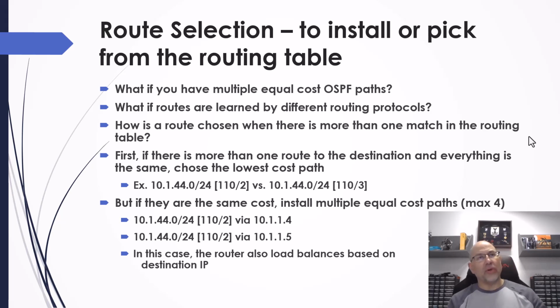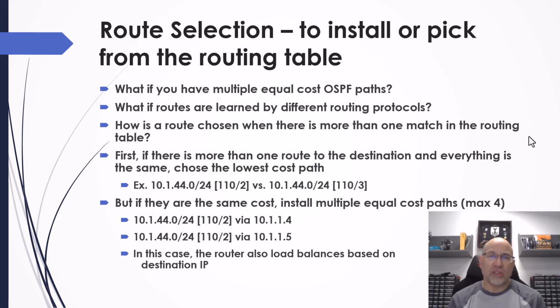But what if you've got a loop in your topology and you have two pathways to the same destination and the cost is the same, the metric is the same? Well, what OSPF does is it installs both of them. In fact, OSPF will allow you to have as many as 4 of the same pathway to the destination.